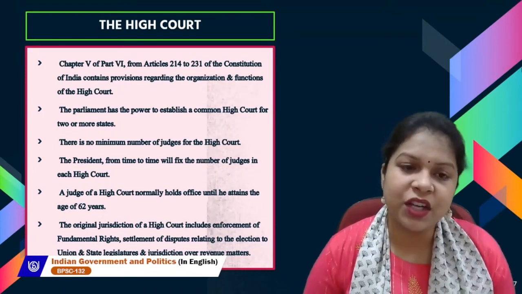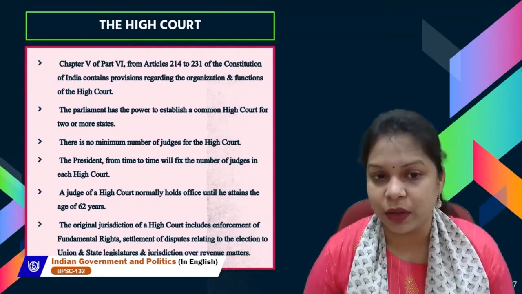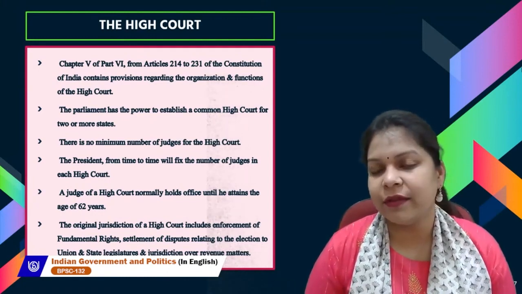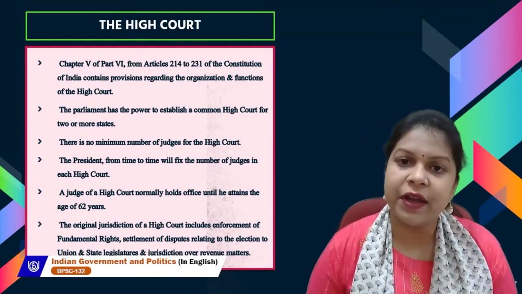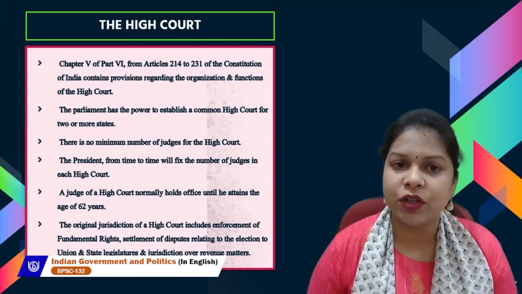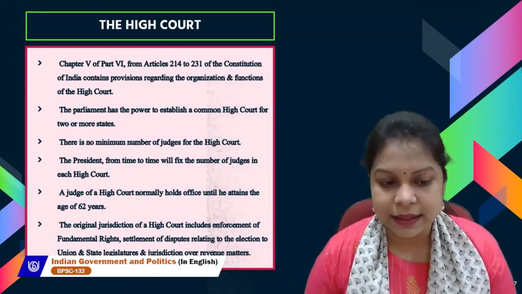So, a judge of the High Court normally holds office until he attains the age of 62 years. In the case of the Supreme Court, we have seen that the age limit for a judge is 65 years, whereas in the case of the High Court, it is 62 years.